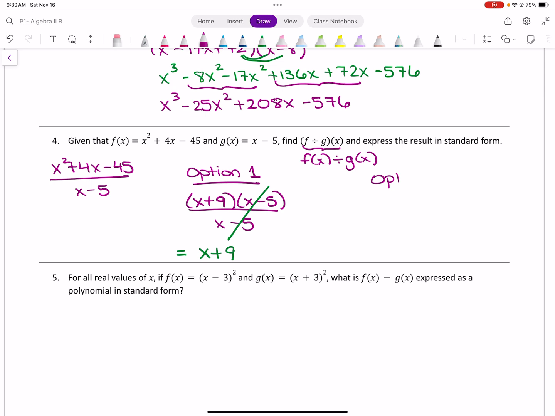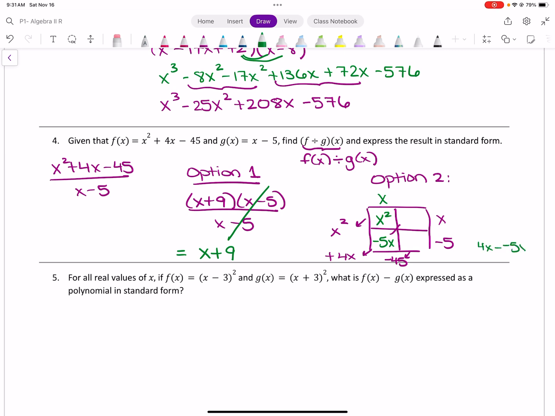Option 2, you can do the reverse tabular method. We're dividing by x minus 5. Highest exponent on top is 2, the bottom is 1. 2 minus 1 is 1, so we draw one line down. So we have our x squared, our positive 4x, and our negative 45. So we have x squared in here, so x times x is x squared. X times negative 5 is negative 5x. Outside minus inside. Your next top box is 9x.